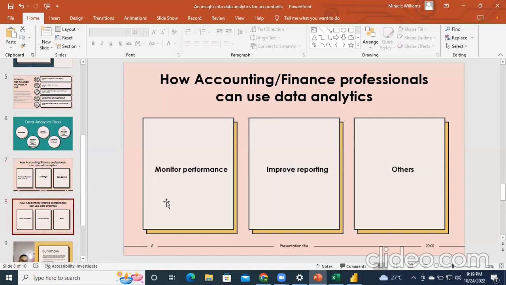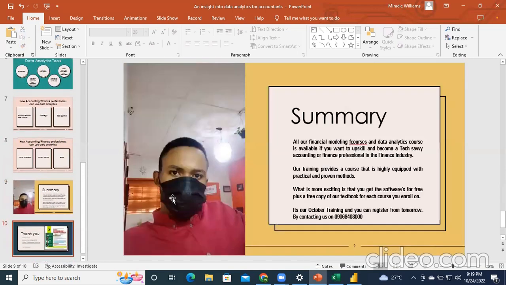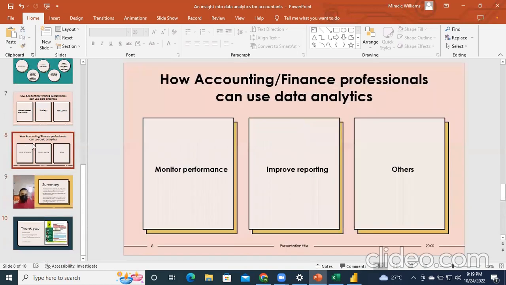Also, to monitor performance is another important aspect which finance professionals must pay attention to as far as data analytics is concerned. And also the aspect of improving reporting, which is very important because reports are important. When it comes to the accounting line, even in the finance line, we know that reports are very important. The end point of everything is always the reporting aspect. So we must ensure that we look into these key aspects.